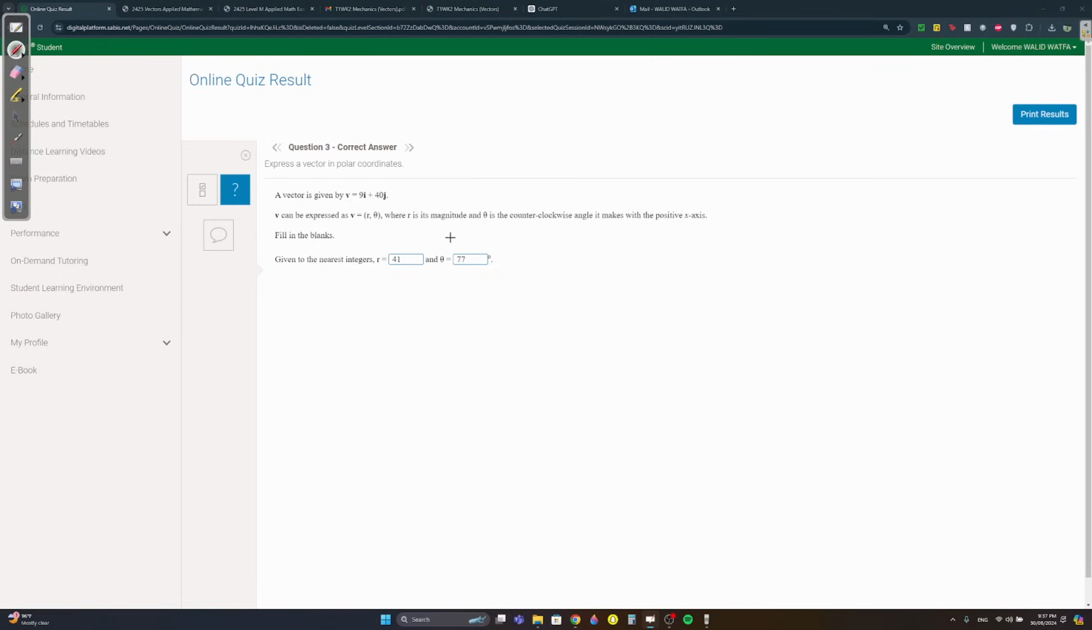A vector is given by 9i plus 40j. V can be expressed as V equals (r, theta), where r is the magnitude and theta is the counterclockwise angle from the positive x-axis. So basically, they're asking you to find the polar coordinates.